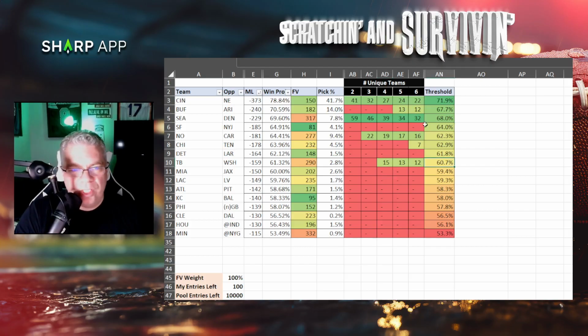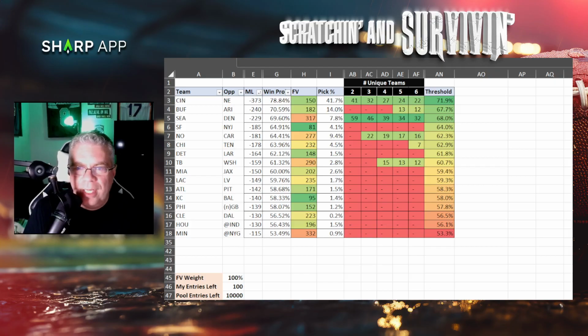So Cincinnati at 41, 42%. I know a lot of people are going to look at that and say, boy, that's a really high percentage, and it is. But all things without future value taken into account, 72% is what we're looking at for a team. It needs to be over 72% for us to get some value on that team to make a fade really viable.